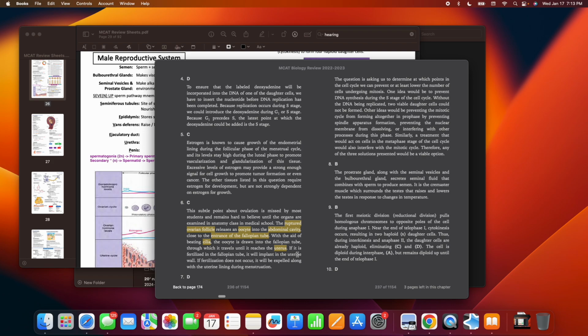If it is fertilized in the fallopian tube, it will implant in the uterine wall. If fertilization does not occur, it will be expelled along with the uterine lining during menstruation.